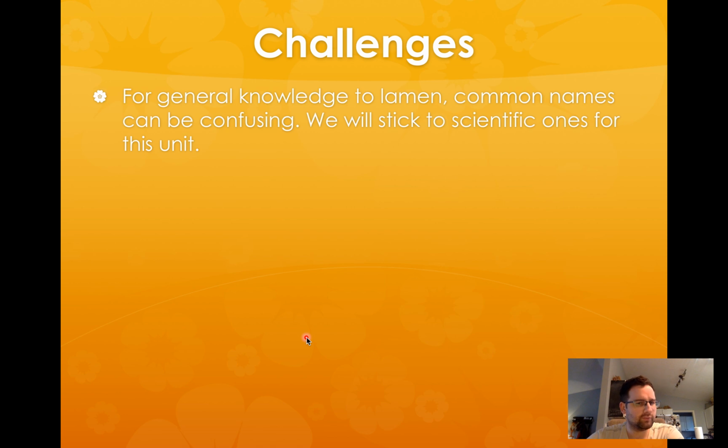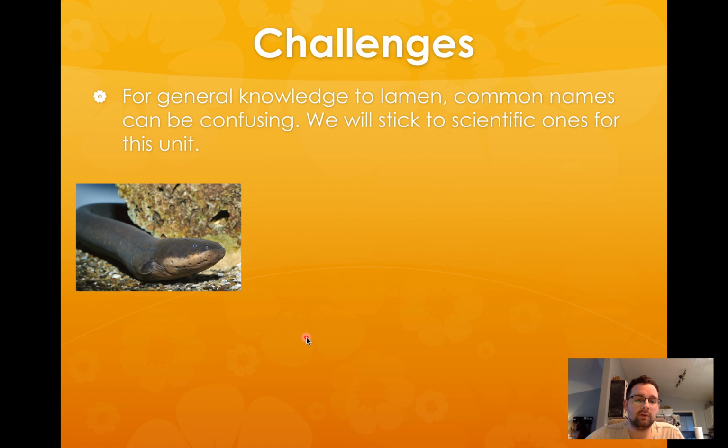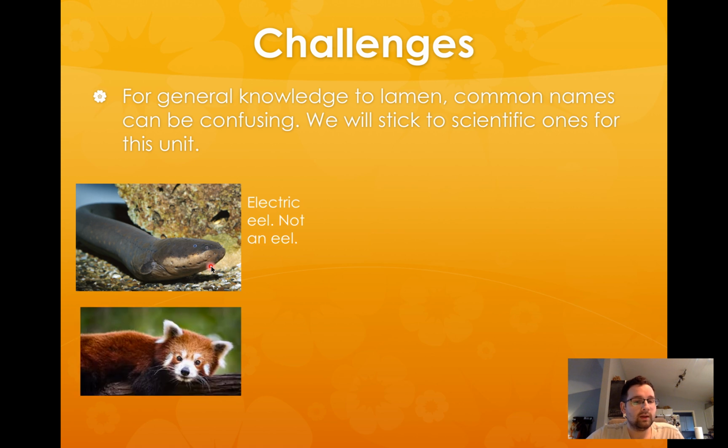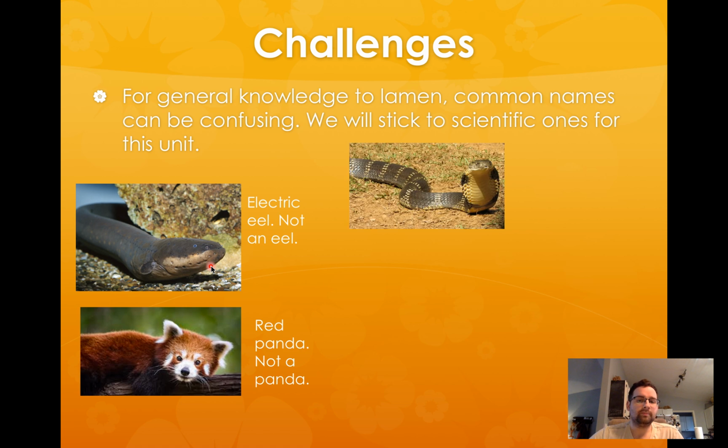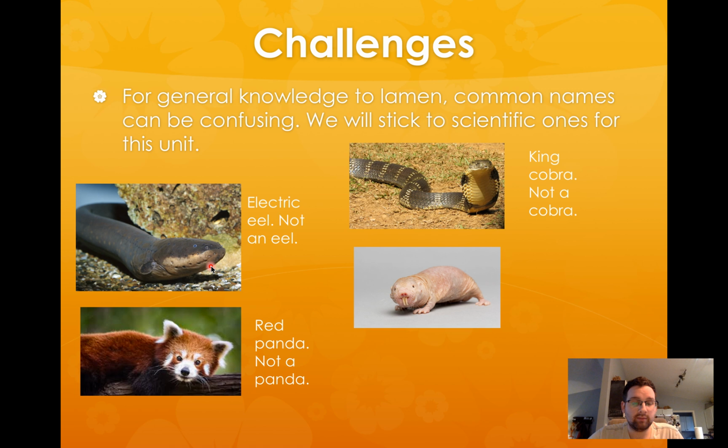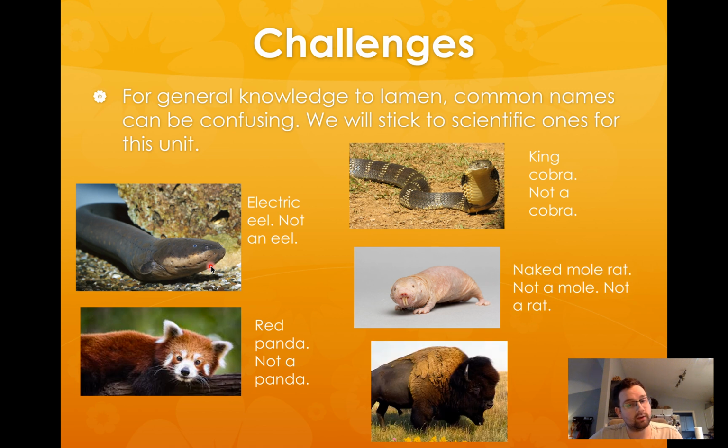Some other challenges. For your average person, what we call an animal is confusing too. Here's some examples. This guy, it's an electric eel. It's not actually an eel. Red panda, a favorite of a lot of people. Not a panda. Not even red, really. The snake, it's a king cobra. It's not a cobra. It's a snake, but it's not a cobra. Naked mole rat, not a mole, not a rat. American buffalo, not a buffalo. So common names can be confusing as well.